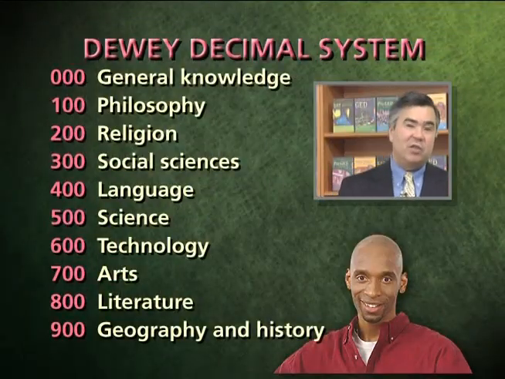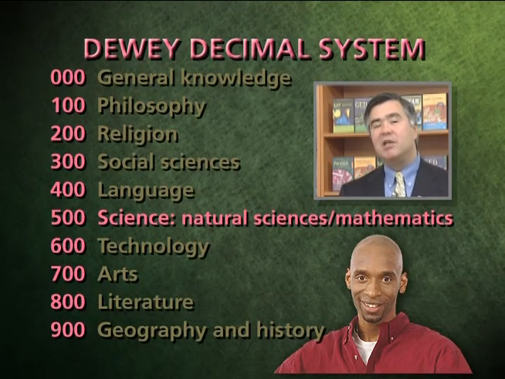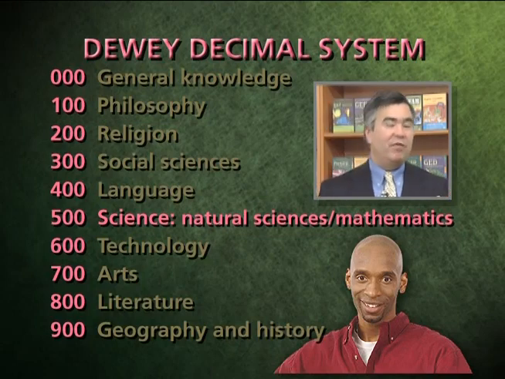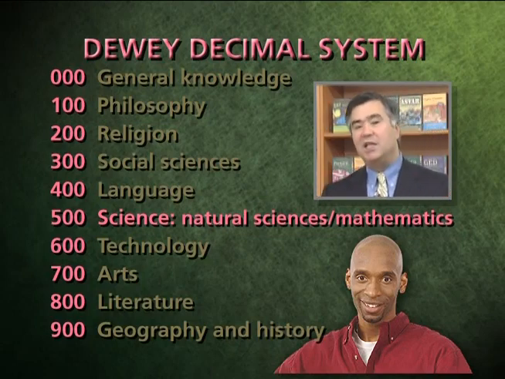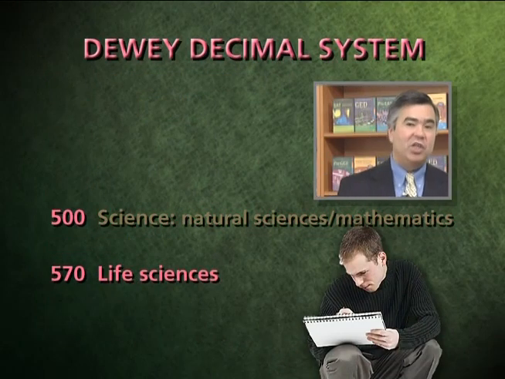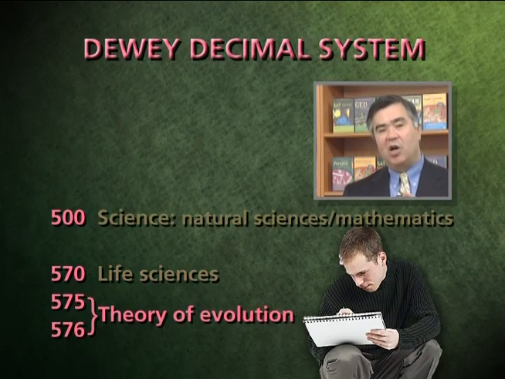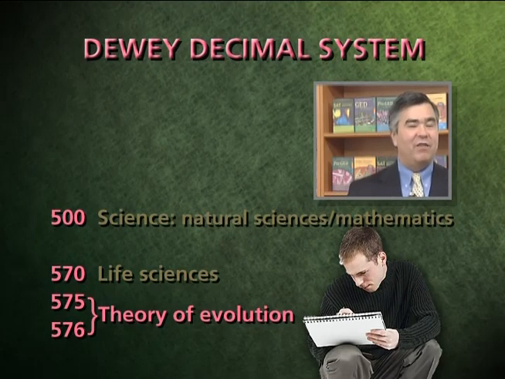When we delve a little more deeply, we see that within each of these broad subject areas, we get narrower and narrower slices of the particular subject by going into the second digit, the third digit, and then even into the decimals. So we saw that the 500s generally cover natural sciences and mathematics. Let's say we want to zero in on Darwin and the theory of evolution. Well, we find by a little bit of experimentation that within the Dewey Decimal System, the 570s cover the life sciences, biology, botany, and so on. And the theory of evolution will be covered in books whose call numbers begin with 575 and 576.